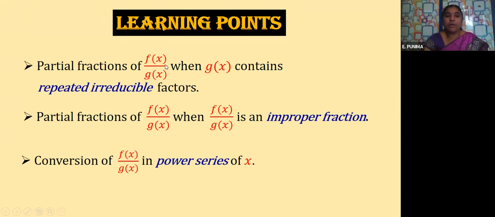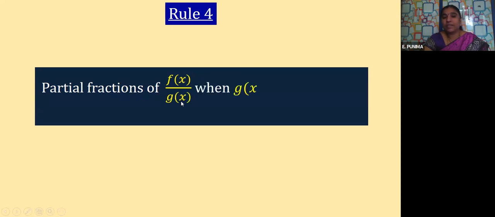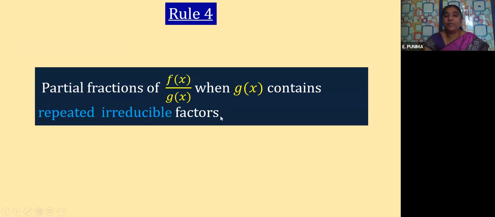First one is our rule 4. What is rule 4, children? Partial fractions of f of x by g of x when g of x contains repeated irreducible factors. So this is our rule 4. If this denominator g of x contains repeated irreducible factors, then how can you split them into partial fractions? So let us see.